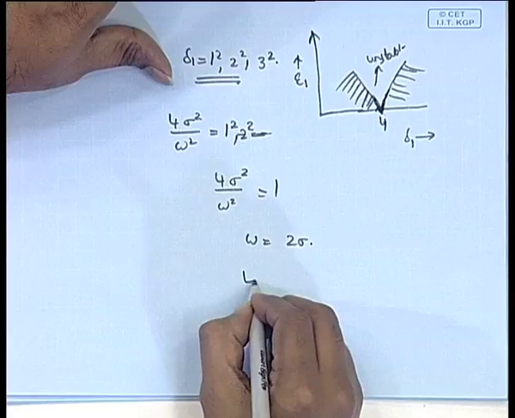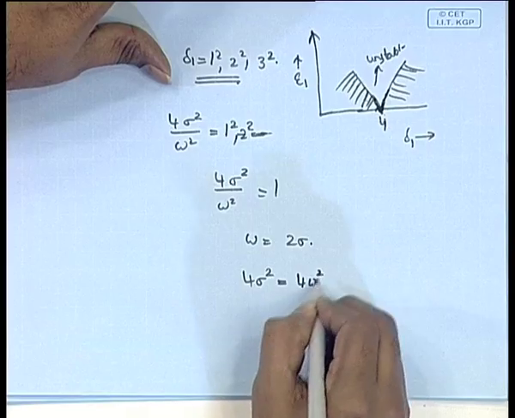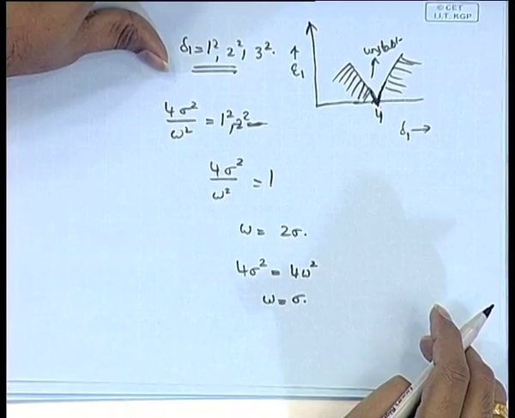Now, next case, when 4 sigma square is equal to 4 omega square, or when omega equals sigma, this is another dangerous case.